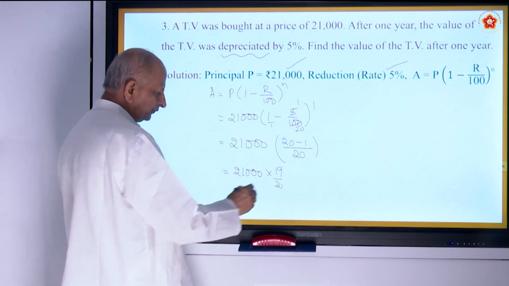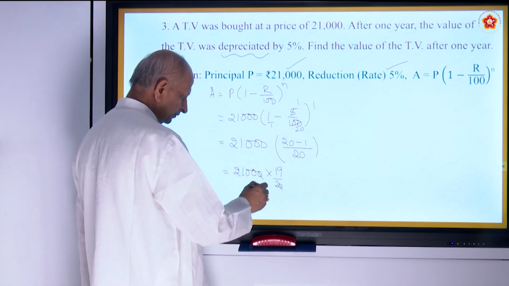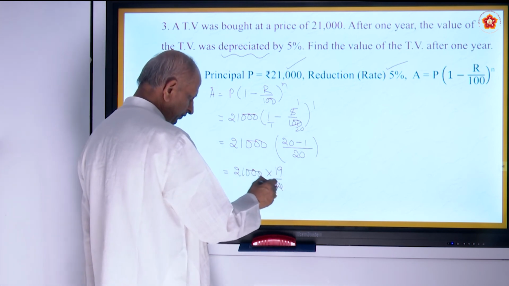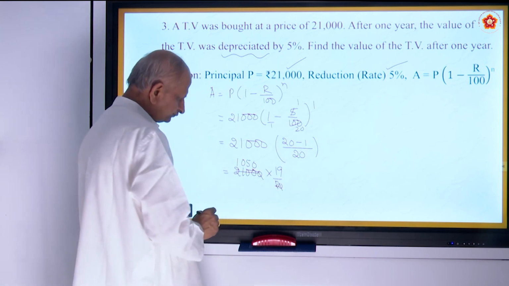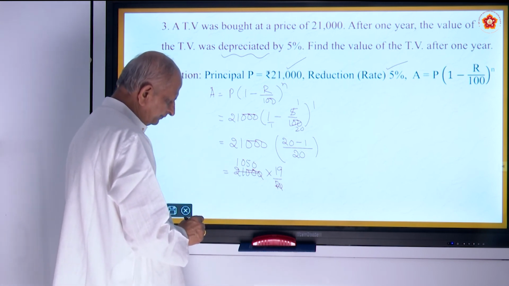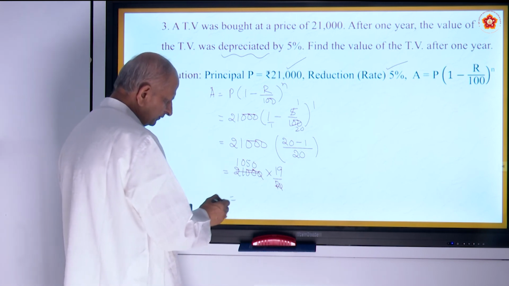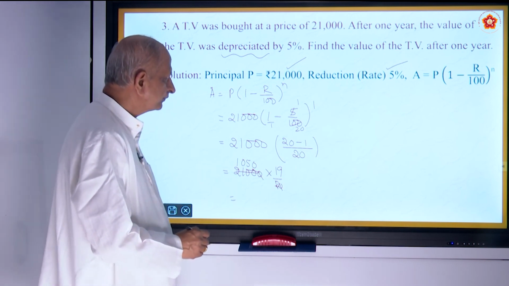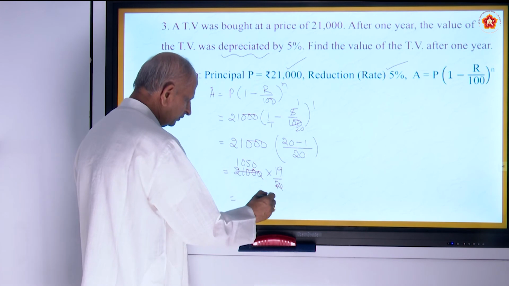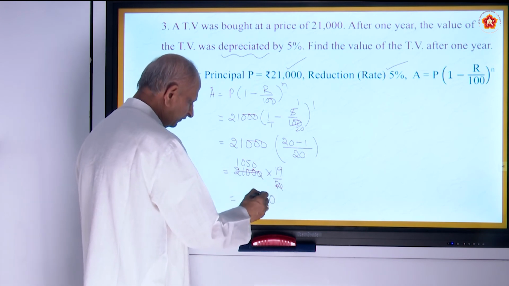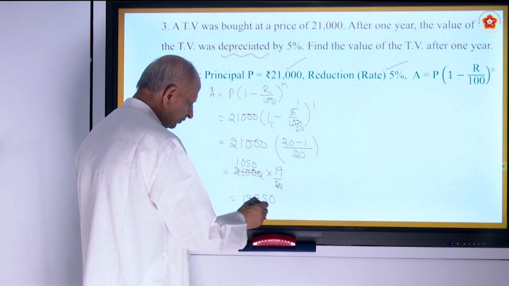So 0 0 cancels and this is 2 1s are 2, 2 5s are 10, 1050 into 19. So that will be 19 5s are 95, 19 1s are 19, 19,950.